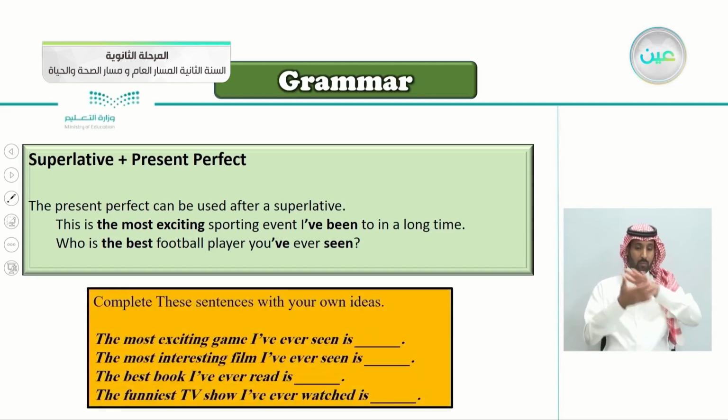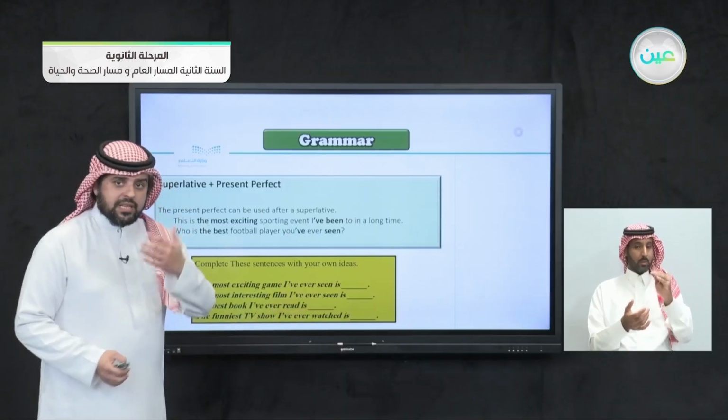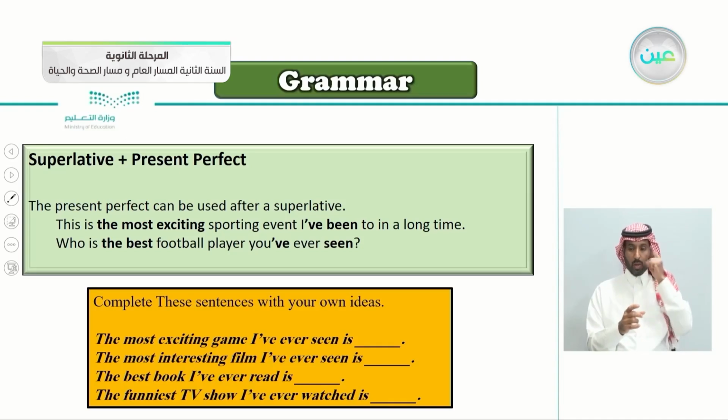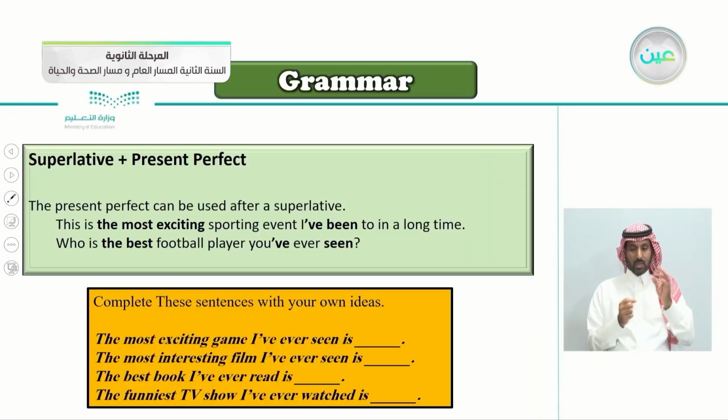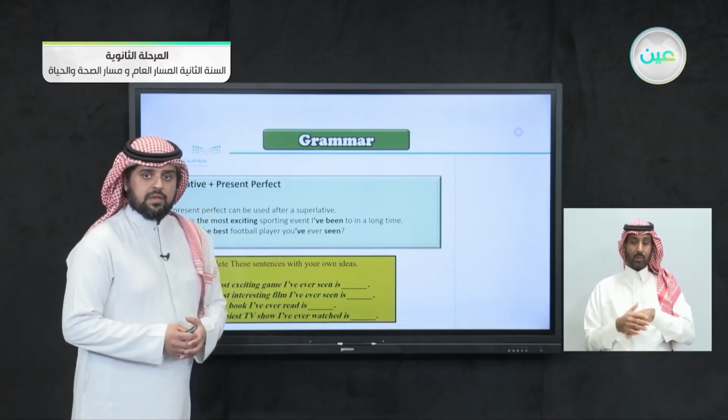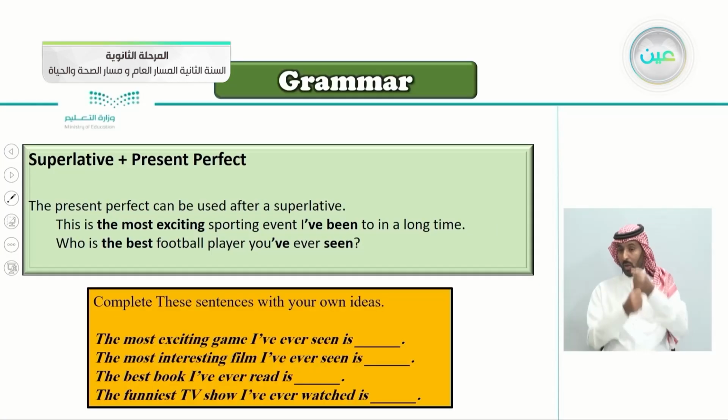Complete the sentences with your own ideas. So you have sentences here. Complete them with your own ideas. The most exciting game I've ever seen is, so this is the superlative, the most exciting game. And the present perfect is I've ever seen. So you can combine them together. The most exciting game I've ever seen is maybe football, maybe the World Cup final, and so on.